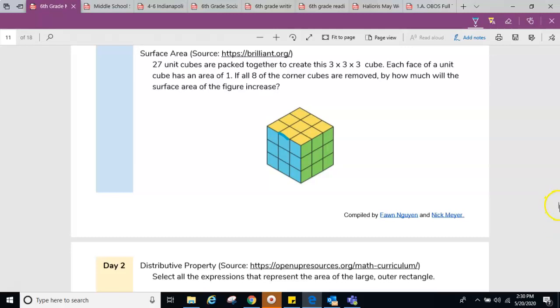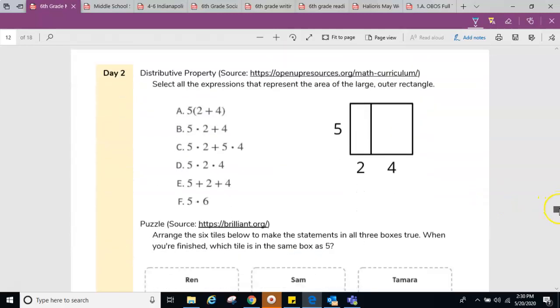Moving to day 2. Distributive property. Select all the expressions that represent the area of the large outer rectangle. So you want to try to find something that's going to represent this whole rectangle. Out of these 6 equations over there, which one will represent this?